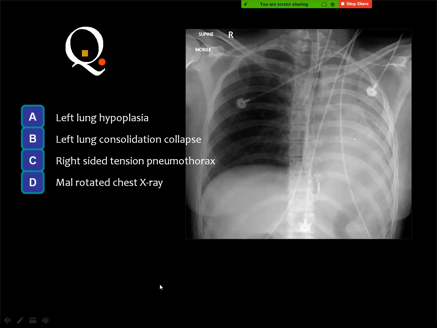What is the cause? Right-sided endotracheal tube. Yes, malposition of the endotracheal tube, which is placed more down than usual. It has passed the carina into the right main stem bronchus, so the bronchus of the left lung is occluded and the right lung is only aerated.